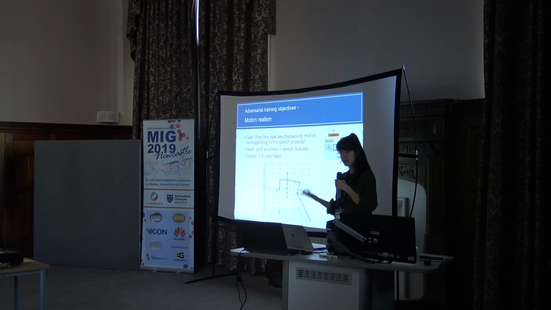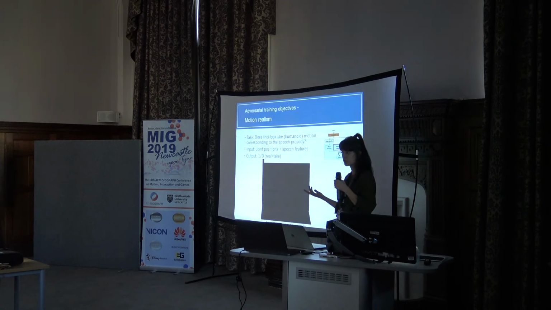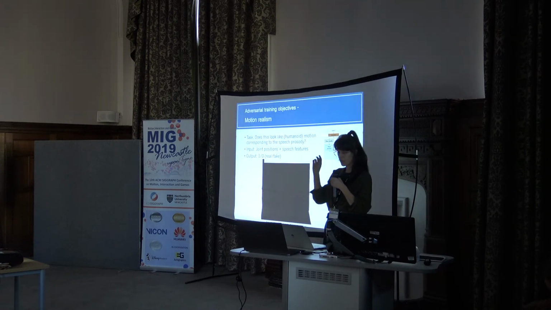So we need to add a second discriminator, the motion realism discriminator, that looks at the actual output of the generator, the actual produced joint positions, and says whether this looks like a real input or it doesn't. And it also gives this motion realism discriminator the same input as the generator, which is the speech signal, so it can also look at the correspondence of this generated motion to the speech signal.